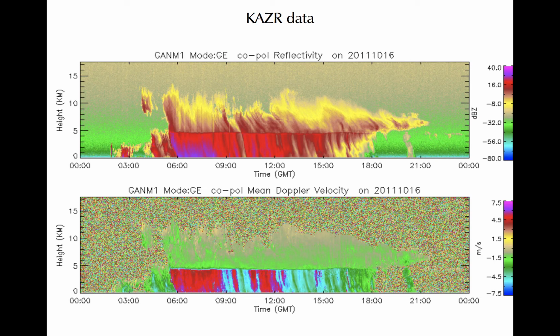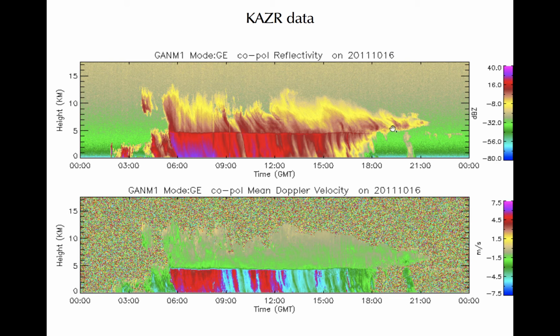Vertically pointing Ka-band radar data may look something like that shown here. At the top is the radar reflectivity factor, and at bottom is the mean Doppler velocity. As before, negative radial velocities indicate motion toward the radar, which in this case is downward. The time axis progresses from left to right over the course of a day.